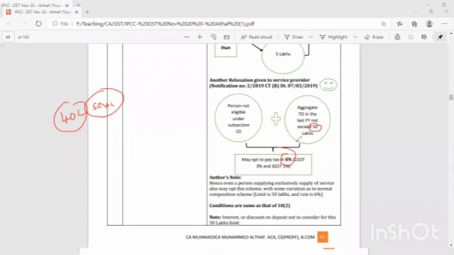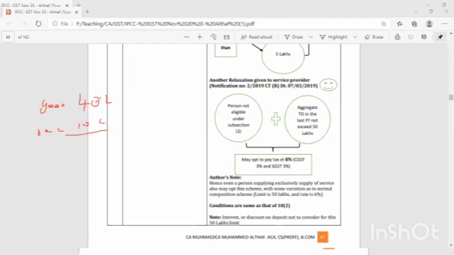Okay, so if the total turnover does not cross 50 lakh, then he can opt for composition. So the composition rate will be higher, that is 6%. And this is applicable for a person who is exclusively supplying services also. Or for example, a person supplying 40 lakh goods and services 10 lakh.